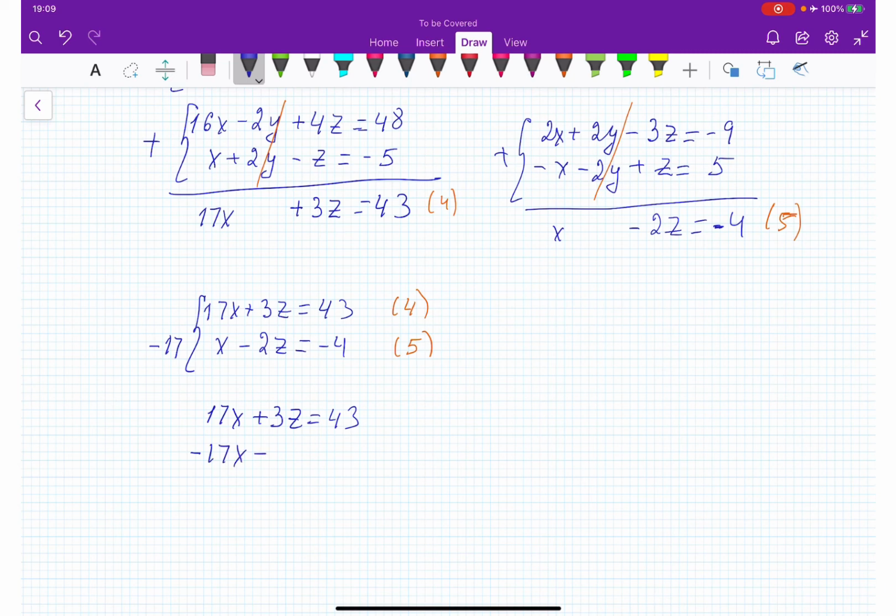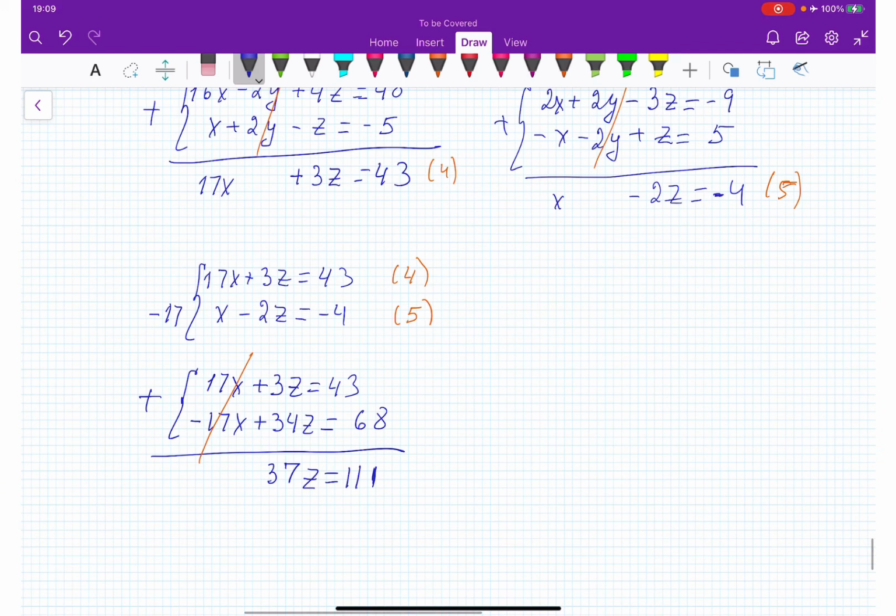-17x plus 34z equal 68, +68, because both of them are negative. If I add, this is going to be gone. 3z plus 34z is 37z, and that is equal to 3 plus 8 is 11, 111.